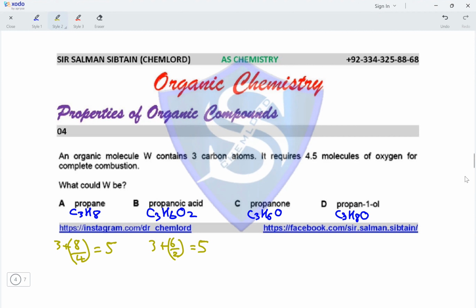For propanone, it would be C3H6 and O. So this would be 3 plus 6 upon 2, which would be 6, minus half would be 5.5 moles of oxygen required. And in propan-1-ol, we have C3H8O. So this would be 3 plus 8 upon 4. 8 upon 4 is 2. 2 plus 3 is 5. 5 minus half, because one oxygen is already present, would give us a requirement of 4.5 moles of oxygen, making option D the correct option for this question.